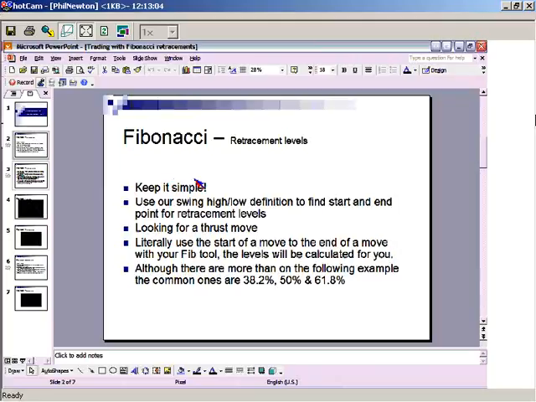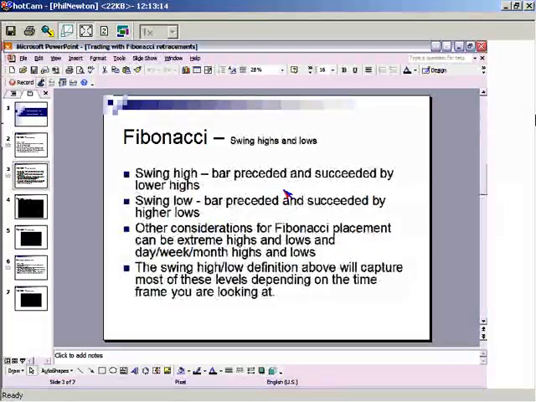So, quickly, what is a swing high, what is a swing low? Just to remind people, a swing high is a bar preceded and succeeded by lower bar highs, a 3-bar combination. A swing low is a bar preceded and succeeded by higher lows, also a 3-bar combination. So we can use swing highs and swing lows on the charts.